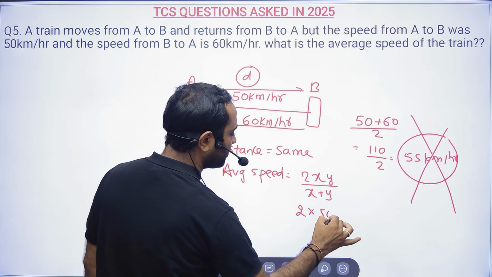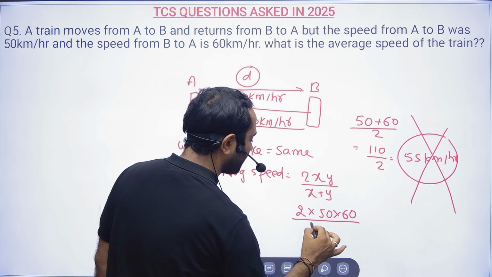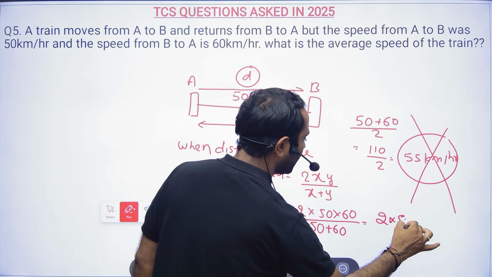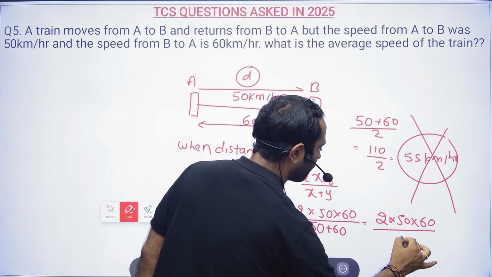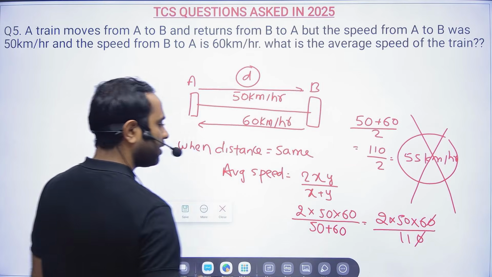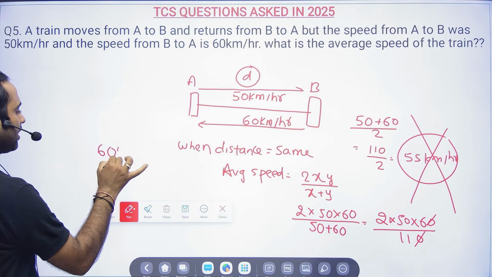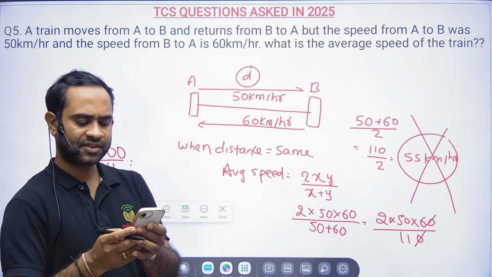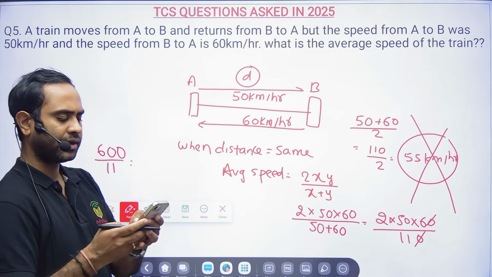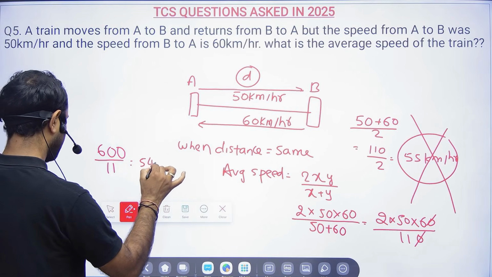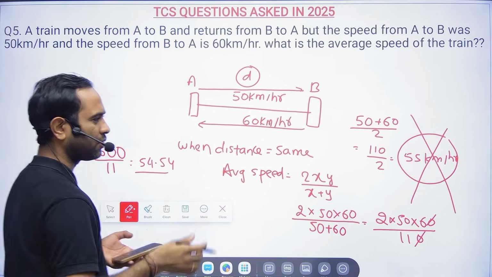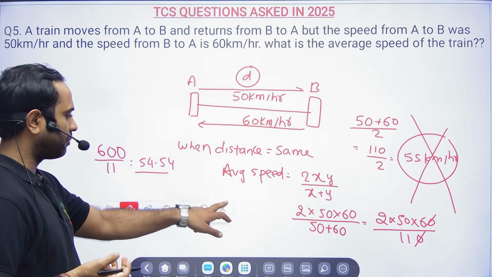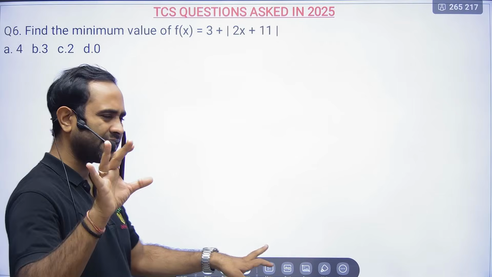So 2 into 50 into 60 and divided by 50 plus 60. So here 2 into 50 into 60 and then divided by 110. So the 0s cancelled. So basically 600 by 11. So 600 by 11 will be, you can use a calculator, because in the TCS exam I don't recommend anyone to do the calculation by themselves. 54.54. So that's what I told you. Your answer will be near to that, but not exactly that, okay? So keep this in mind, how you have to see all those things I am teaching, okay?